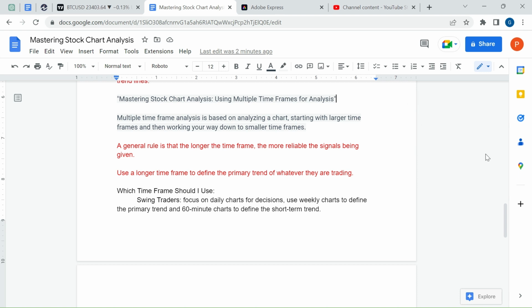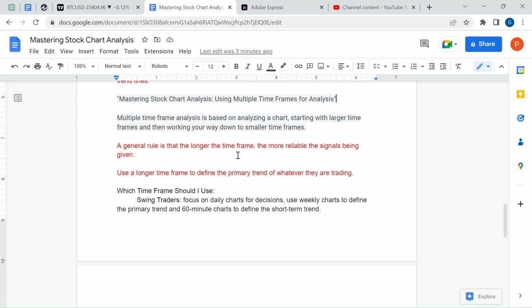Today, we're going to be going over using multiple time frames for analysis. So, let's get straight into it. Multiple time frame analysis is based on analyzing a chart starting with larger time frames and then working your way down to smaller time frames. These are pretty important. I highlighted them in red. These are things you will want to remember when trading.